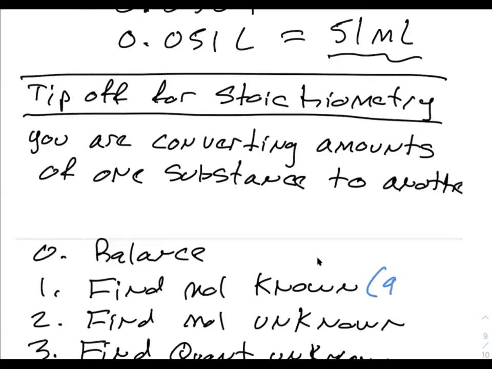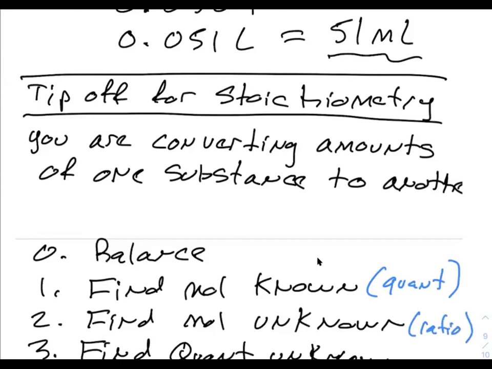from your quantity, whatever the quantity is. It could be solution concentration and volume. It could be STP gas law. It could be ideal gas law information. It could be grams, and you could use molar mass. And then you use that to find the moles of the unknown using the mole ratio.